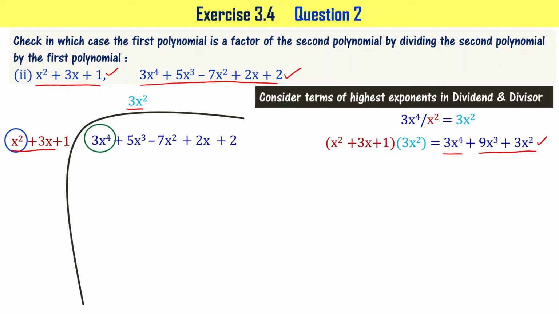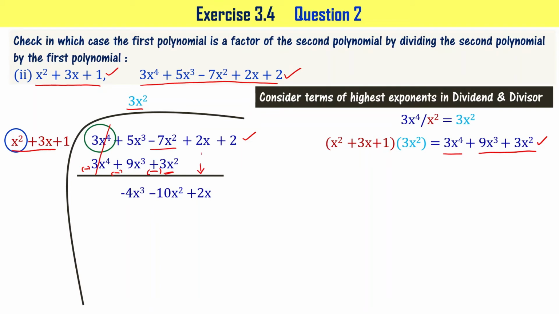Let me subtract this from this particular expression. When I do that, what will happen is, you see, I'm changing the signs of the terms in the below expression, right? 3x power 4 minus 3x power 4, it gets cancelled. 5x cube minus 9x cube, it is going to be minus 4x cube. In this particular case, minus 7x square minus 3x square, it means it is minus 10x square. Let me write that. Minus 4x cube minus 10x square plus 2x. I have brought it down here, right?